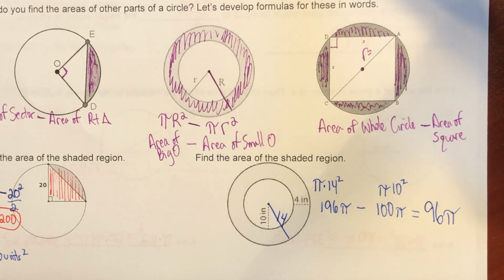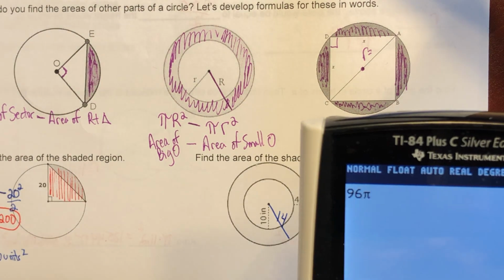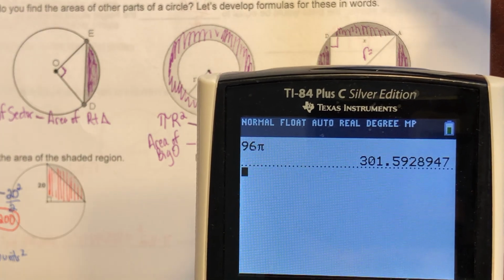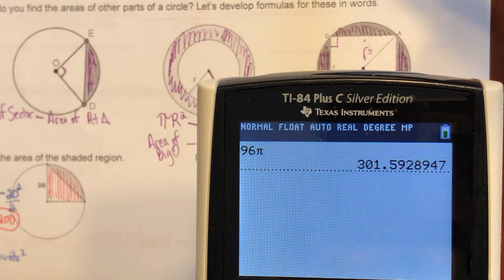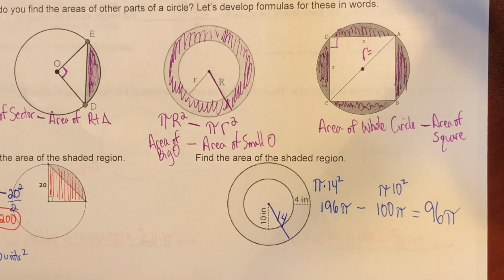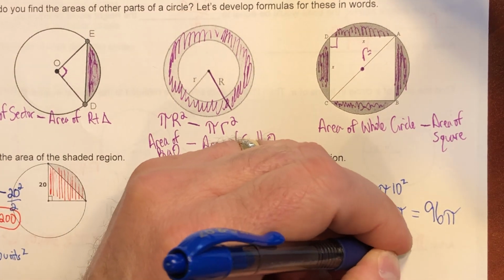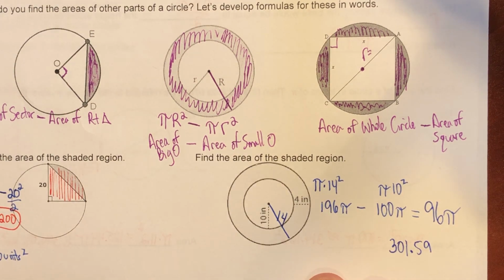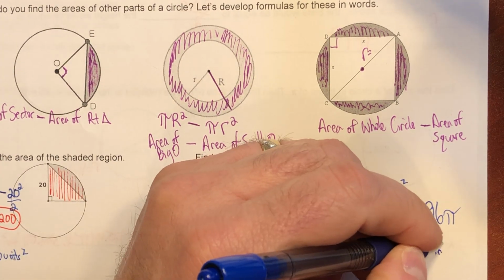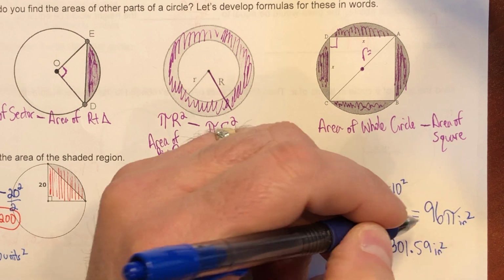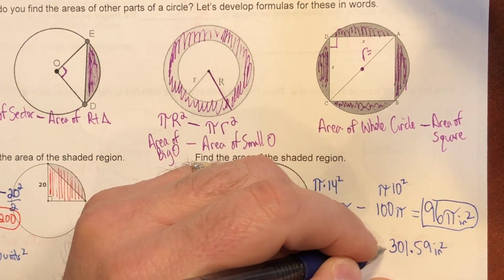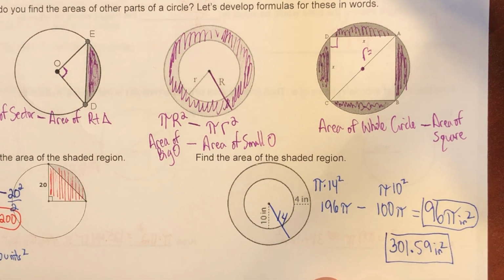All right? Well, what's 96 pi, rounded to hundredths, let's say? 96 pi is 301.59. All right, so 301.59, and that's inches squared. So that's exact. This is rounded off. Okay?